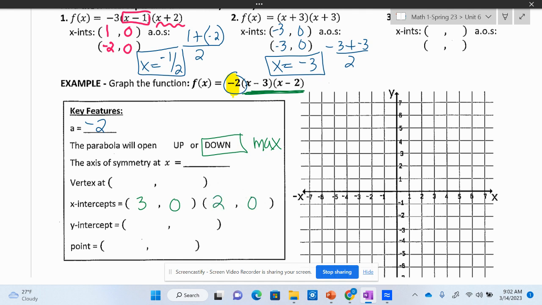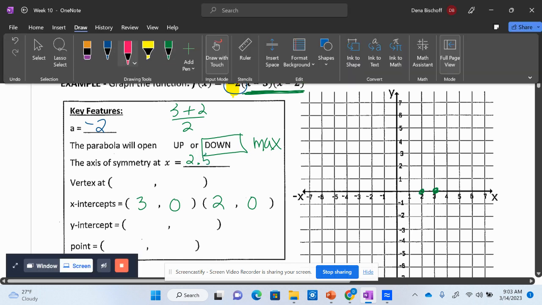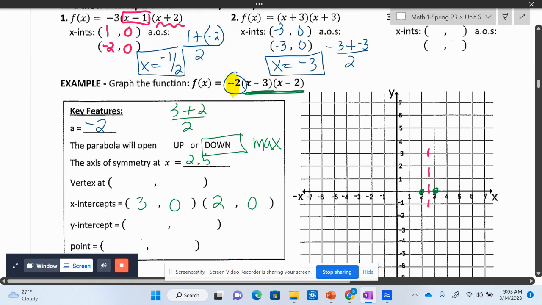So that means that my graph is going to cross the x-axis at 3 and at 2. So if I want to find the axis of symmetry, I take 3 plus 2 and divide it by 2. And what does that give me? 3 plus 2 divided by 2 is 5 halves or 2.5. So my axis of symmetry is going to be right in between those 2 points.